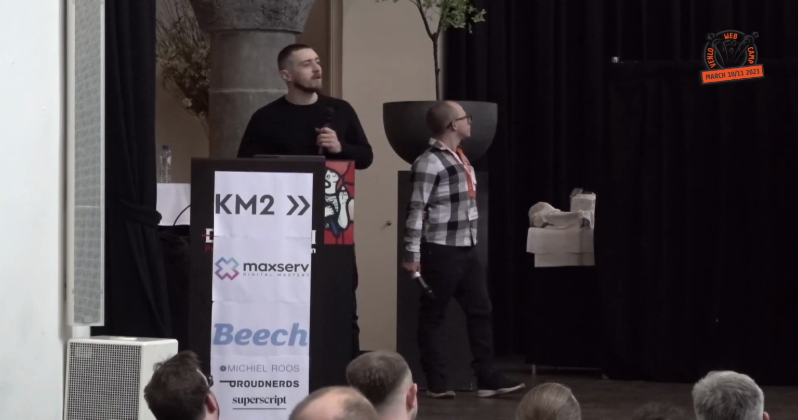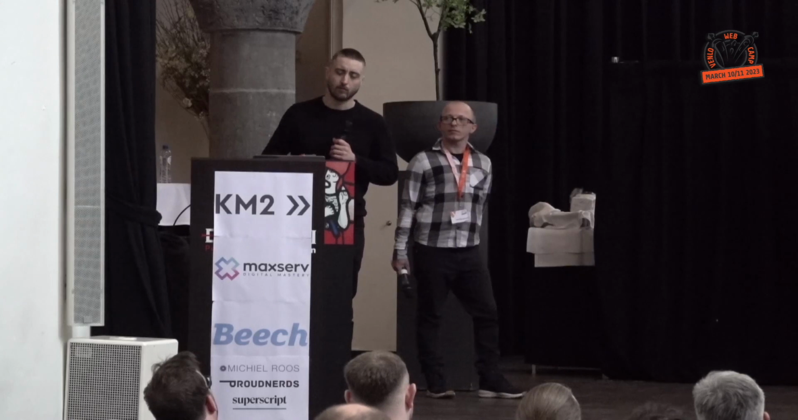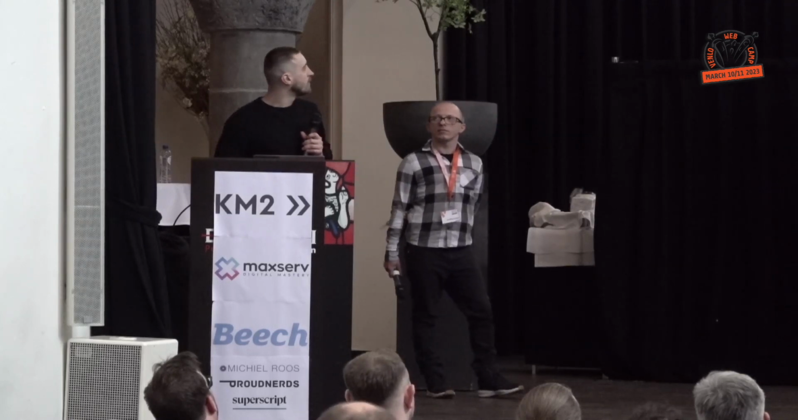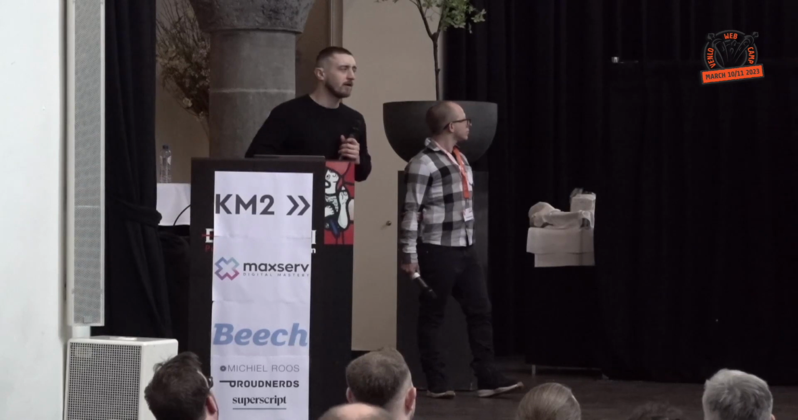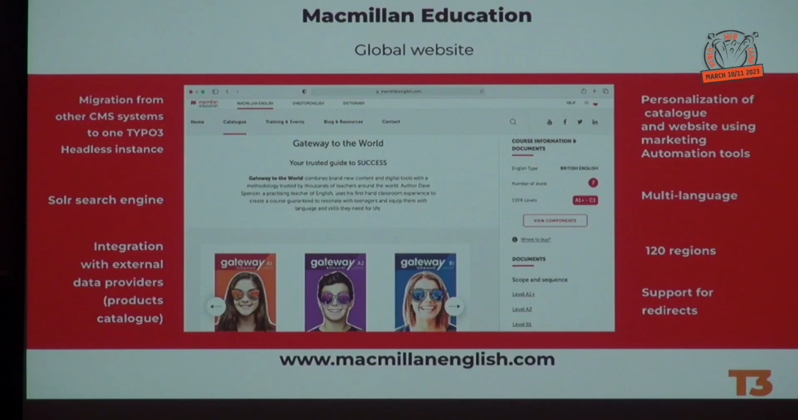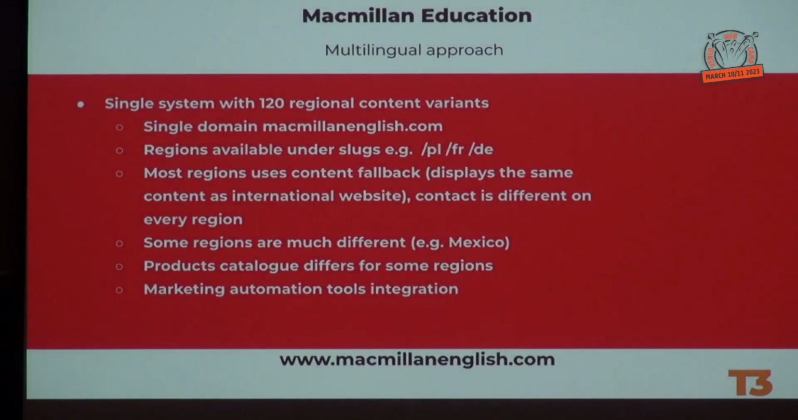What's interesting here is that they operate in 120 regions, and most of those regions are using content fallback. So you have a lot of the same pages for other regions, but for example, the catalog is totally different for some regions. So content differs per region, and the approach we use here is language slugs, and as I said, we are mostly using content fallback.